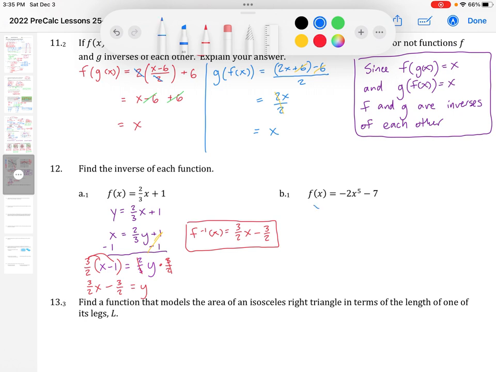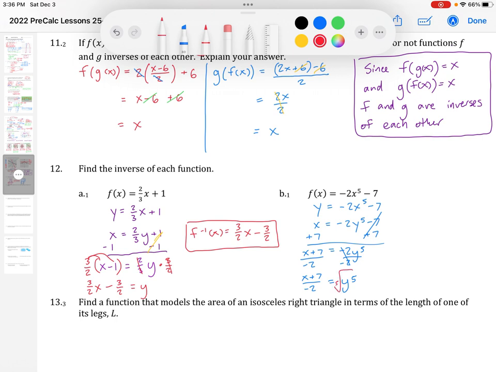All right, in part B, same thing. We're going to start with y equals negative 2x to the 5th minus 7. Then we'll switch our x and y. And now we'll solve for y. So I'm going to start by adding 7. Get x plus 7 equals negative 2y to the 5th. And if we divide by negative 2, these cancel. So we have x plus 7 all over negative 2 equals y to the 5th.